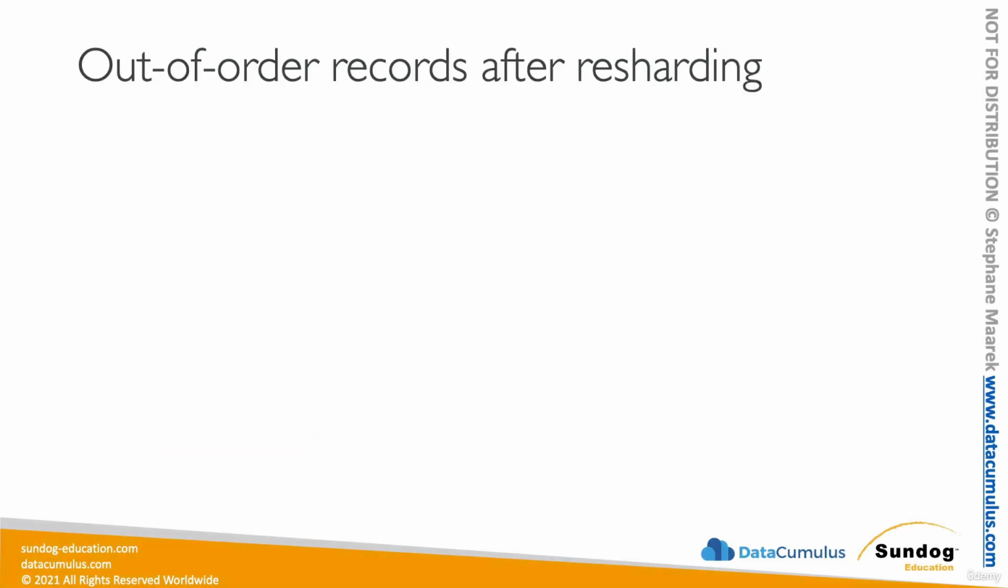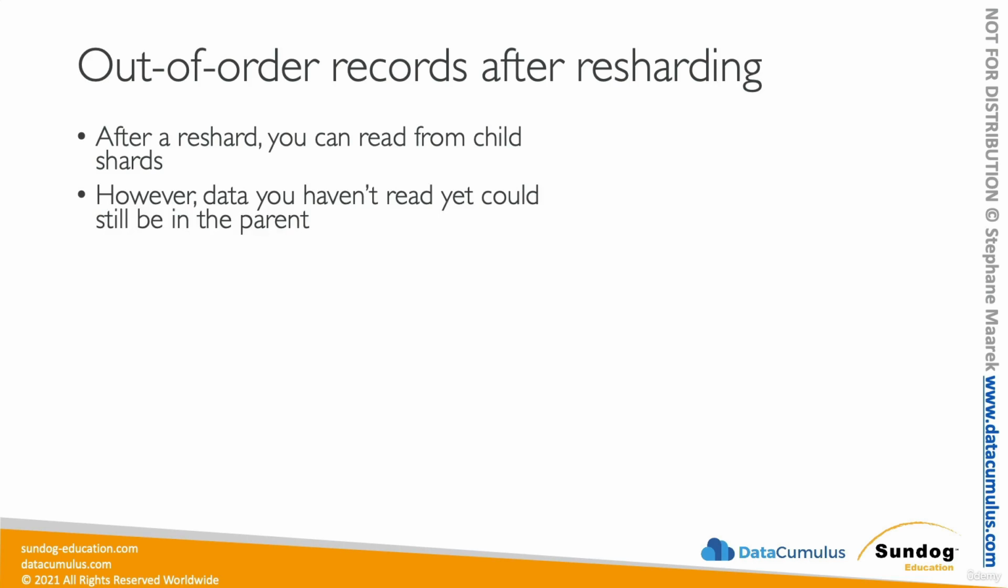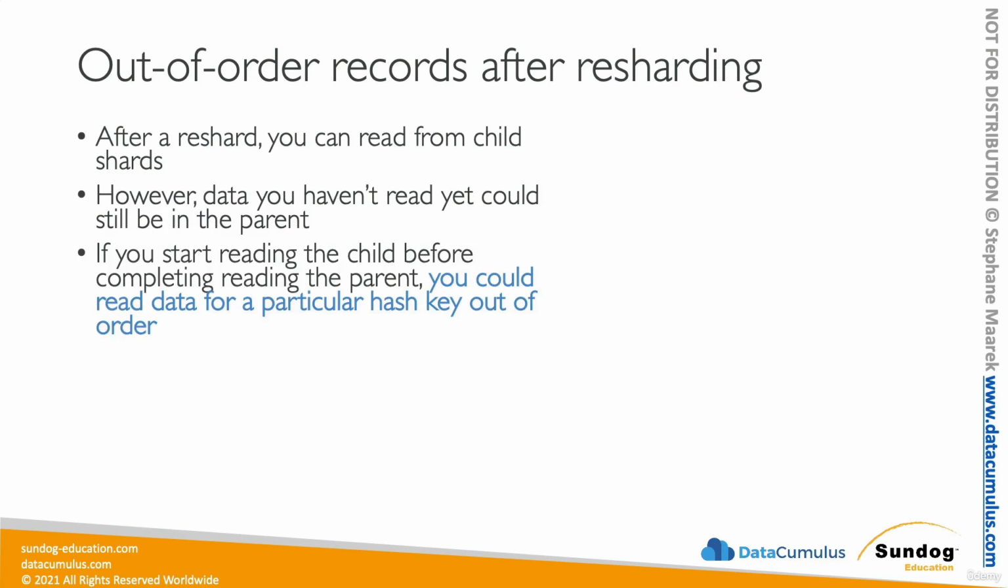A common scenario question in the exam will ask you about a case where the producer is sending data to a Kinesis data stream with the correct partition key, yet your consumer received the data out of order at some point. A reason for that would be resharding. So let's explore this use case. When you do a Kinesis resharding, you can read straight from the child shards after the resharding. However, if you haven't read all the data yet from the parent shard, then you may read the data out of order for a particular hash key.